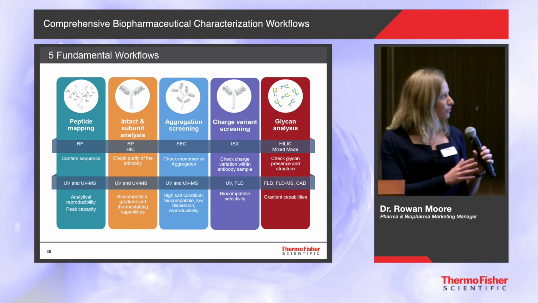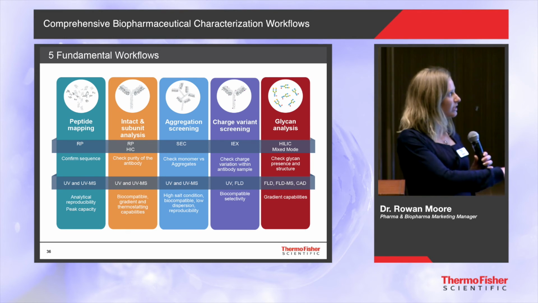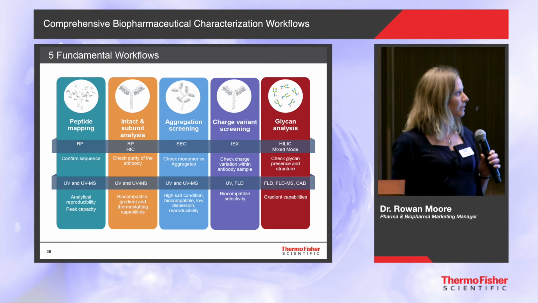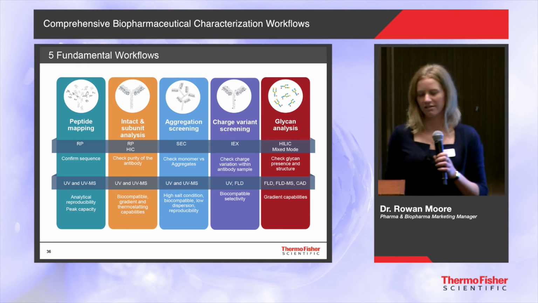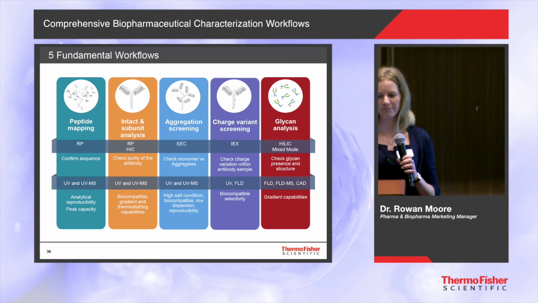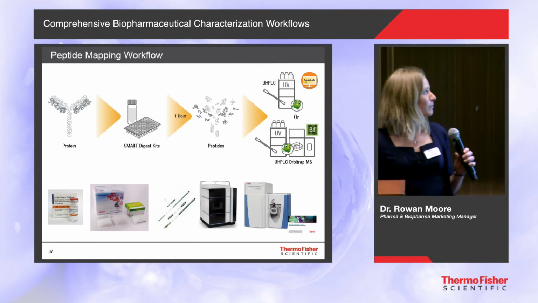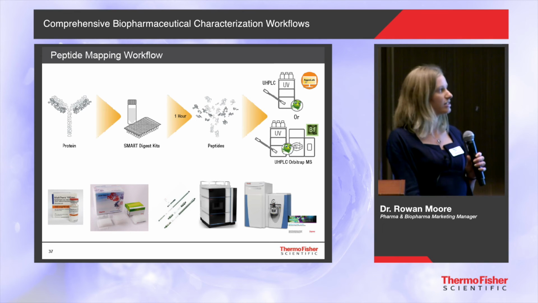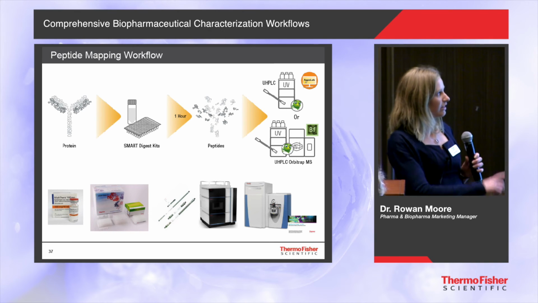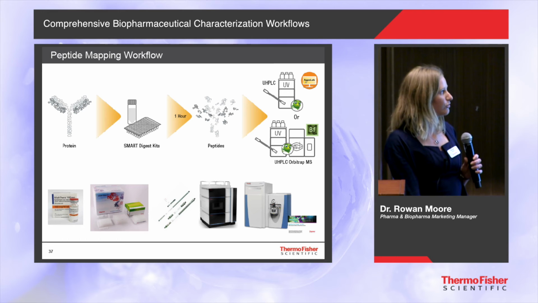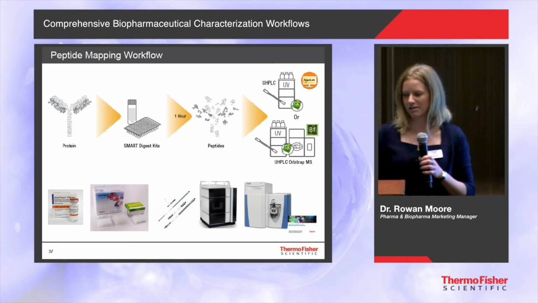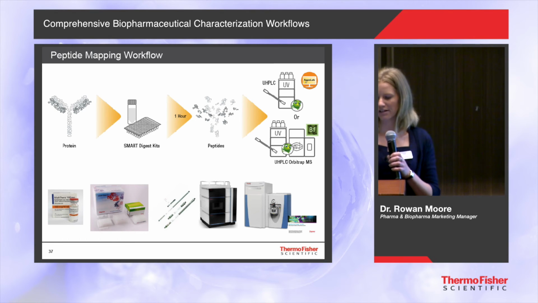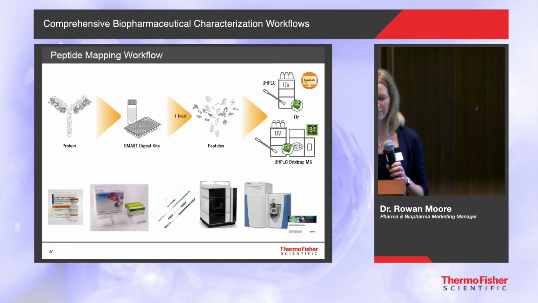Because we don't have time to go through all of these, I'm just going to show you some of the latest data we've got for peptide mapping and for intact protein data. Our peptide mapping workflow is really simple. As I've already said, we use the Smart Digest kits to digest our protein, and then we can analyze via LC-UV or LC-MS and process the data in Chromeleon and/or Biopharma Finder.